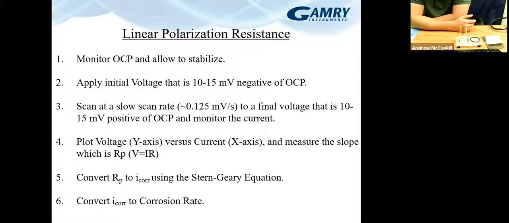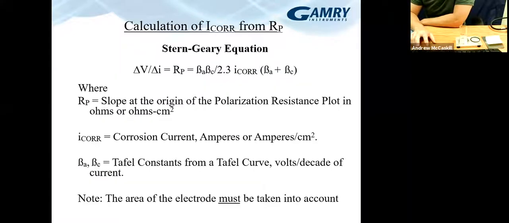From that value, we can use the Stern-Geary equation to figure out what I-corr is. I-corr cannot be measured directly. That's why we're using this technique to figure out what that is. And then that corrosion current, we can convert to a corrosion rate. And I'll show you the basic equations we're going to use to do that. So this is the Stern-Geary equation.